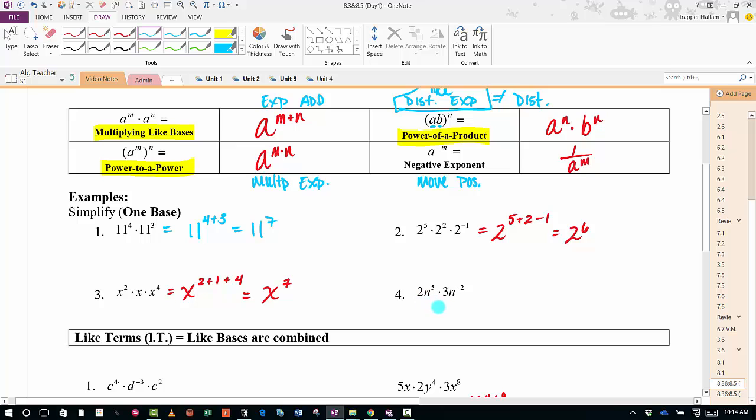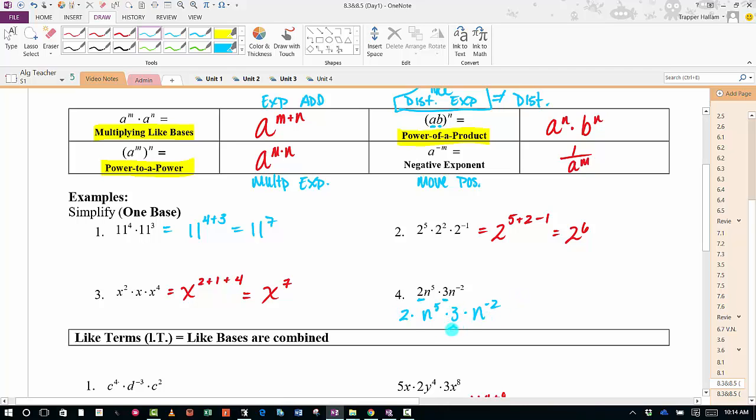But at number 4 here, you'll notice that we also have a coefficient. So let's take a second to break this down. What does this really mean? Well, all of these are multiplied together. So it's 2 times n to the 5th times 3 times n to the negative 2. And you're like, hold up, Mr. Hallam, I've got a negative exponent there. What do I do with it? Well, let's pause for a second because we might be able to take care of it with a different rule before we move it. So this is what it actually breaks up to be.